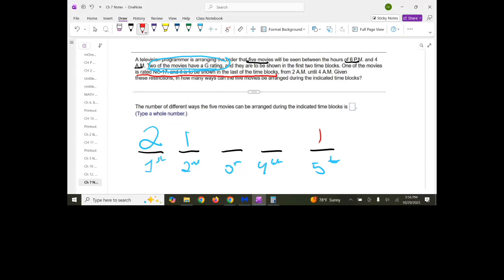Okay, so y'all remember there's a total of 5 movies. We've already dealt with the first 2. We've already dealt with this other one. So we've already dealt with 3. Now we only have 2 other choices left. So one of those 2 choices is going to go here, and the other choice is going to go right there. And all we're going to do is multiply and come up with 4.